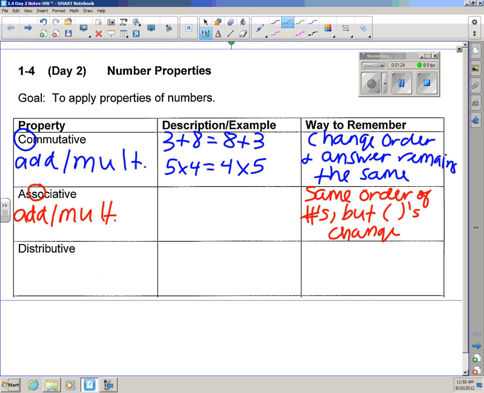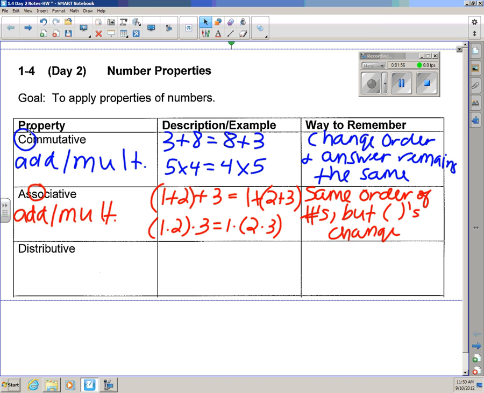For example, if I wanted to do something like 1 plus 2 plus 3, and I put my parentheses around the 1 and the 2, that's going to give me the same answer as 1 plus 2 plus 3 with the parentheses around the 2 and the 3. On the left-hand side, 1 plus 2 is 3, 3 plus 3 is 6. On the right-hand side, 2 plus 3 is 5, and 5 plus 1 is 6. It works the same way with multiplication. I could do 1 times 2 times 3, and that would give me the same exact answer as 1 times 2 times 3 with the parentheses moved.